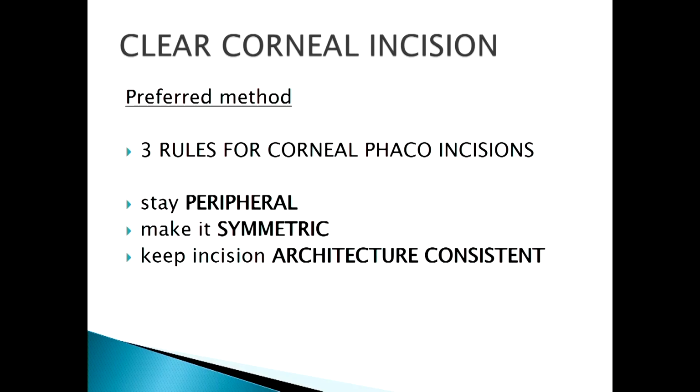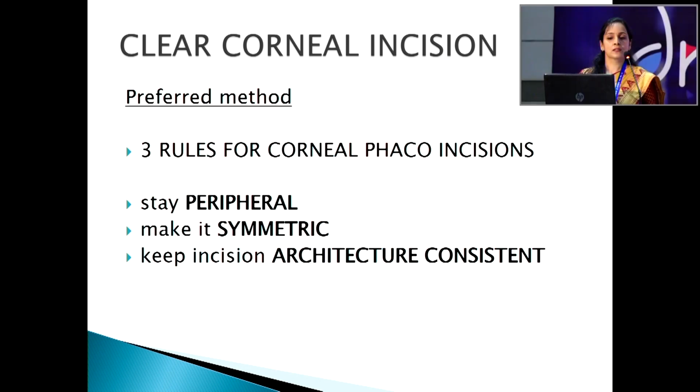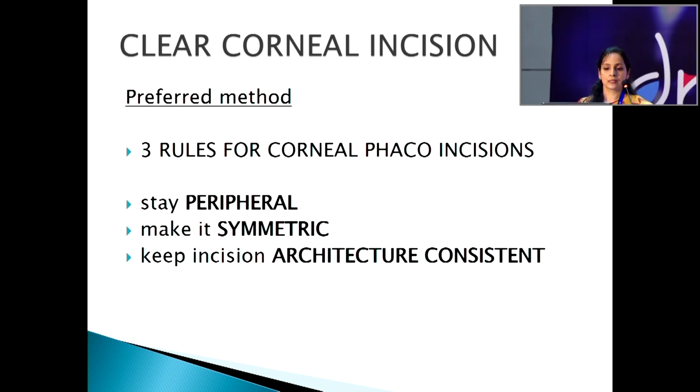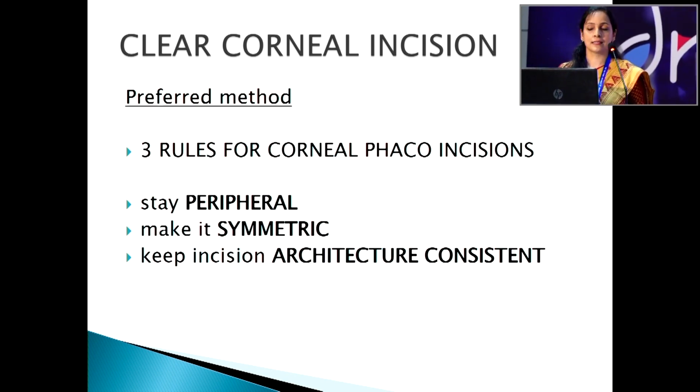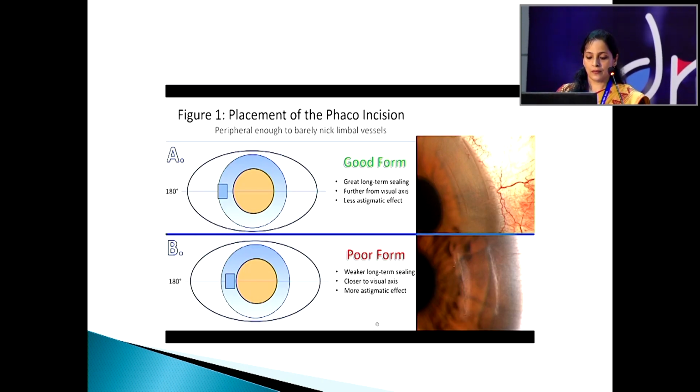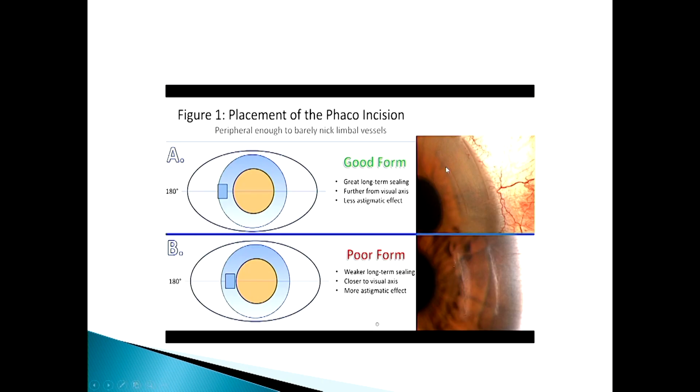A clear corneal incision is obviously the most preferred method. According to Dr. Uday Devgan, there are 3 rules for corneal phacoincisions: stay peripheral, make it symmetric, and keep the incision architecture consistent. If you can see in this picture, a good form would be a more or less square incision placed exactly on the limbus with slight nicking of the limbal blood vessels. It is great for long-term sealing. It is further away from the visual axis and it has less astigmatic effect.